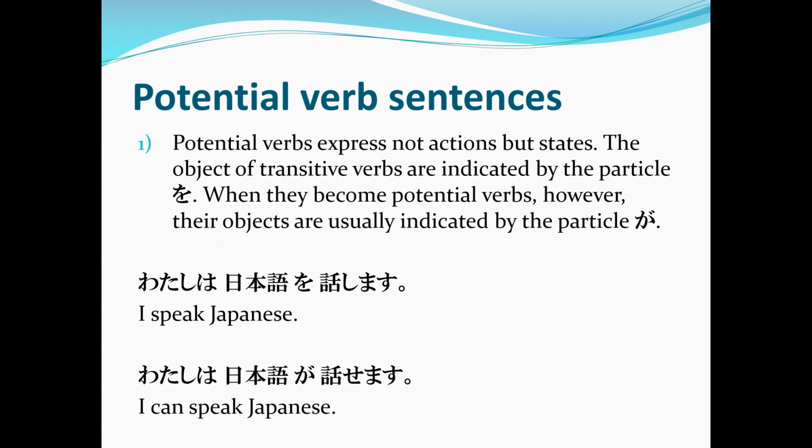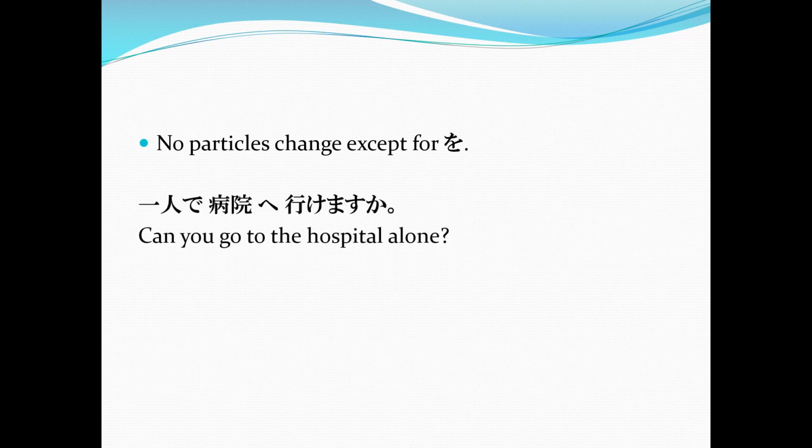That's why we use nihongo ga hanasemasu, transforming the hanashimasu into hanasemasu, and then using the particle ga to indicate your object. Wakatta minasan? Wakarimashita? Now, no particles change except for o in a sentence when using a potential verb. Again, you only change the particle o into ga, while the other particles remain the same.